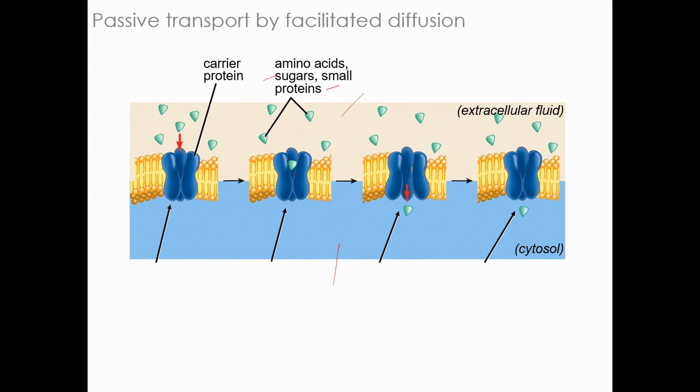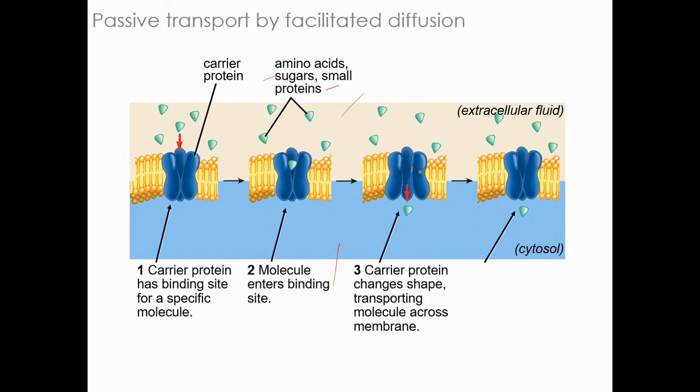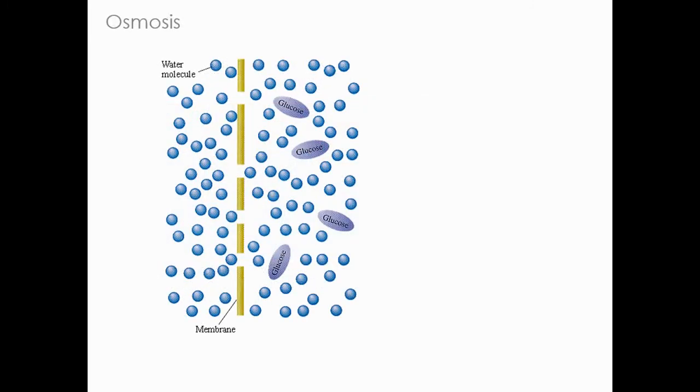So what happens is that the carrier protein has a binding site, a binding site for a specific molecule. Once the molecule enters that binding site and binds, the carrier protein changes shape. So the protein changes shape and opens, and that will transport the molecule across the membrane. Then the carrier protein resumes its original shape once the molecule is transported. Okay, so that's how it works.